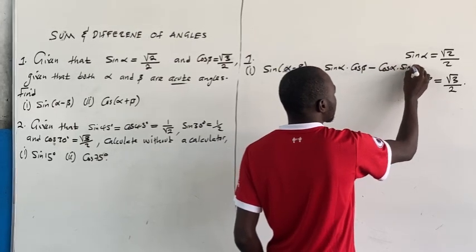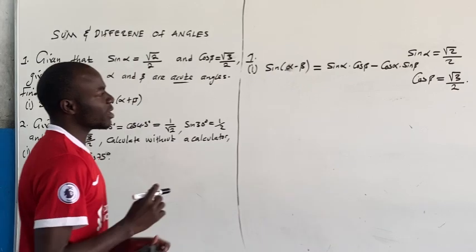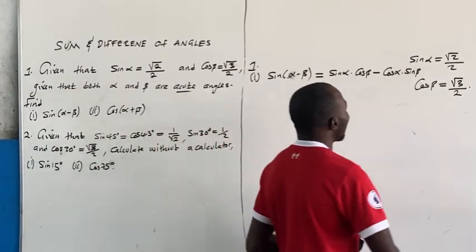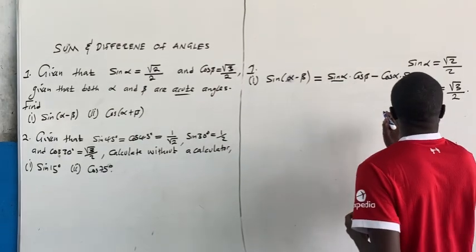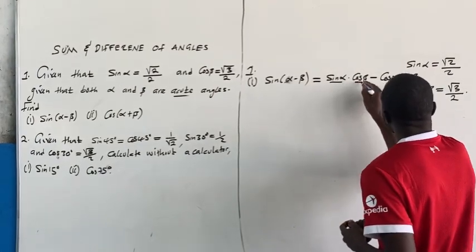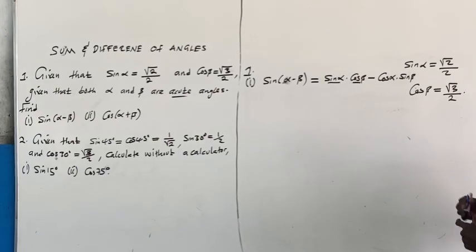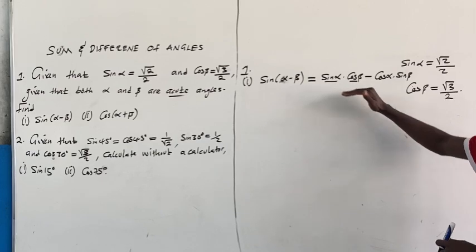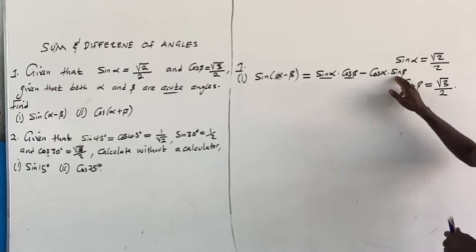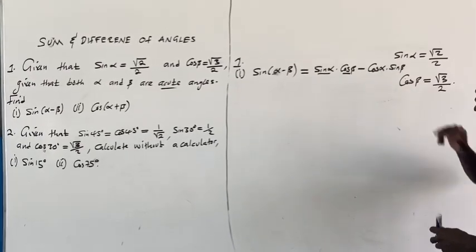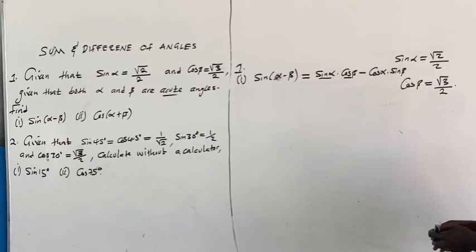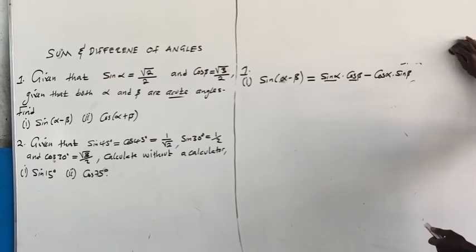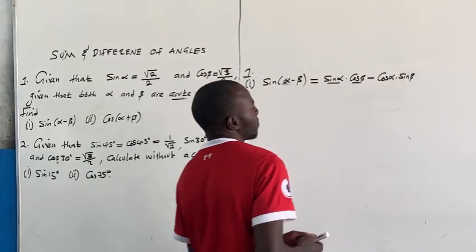sine beta. Now we need to be careful here. To answer this question, what we only have here is sine alpha and cos beta. Do we have cos alpha and sine beta? No, we don't. So to answer this question, we need to know the values of cos alpha and sine beta. There are two ways we can use to find cos alpha.